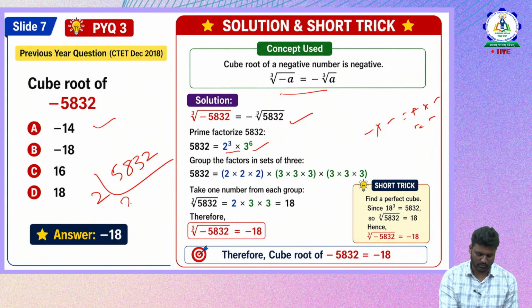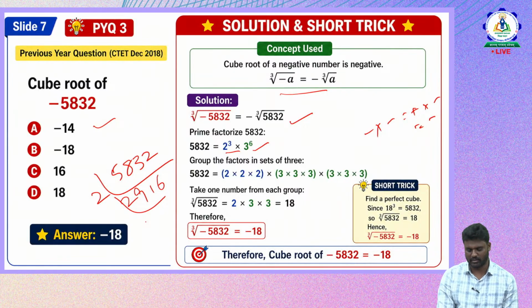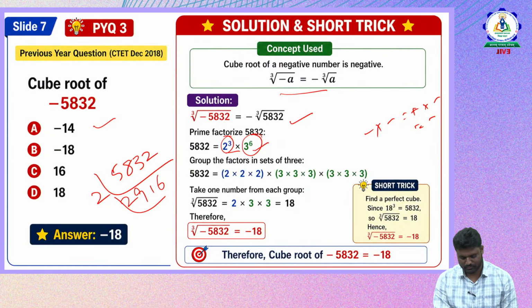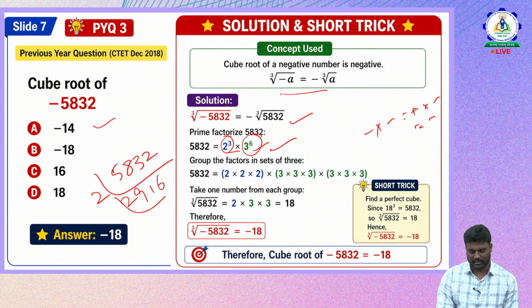Start with 5832 and divide by 2, and keep on doing the factorization. We will get 2 to the power of 3 into 3 to the power of 6. That means we divide by 2 three times and by 3 six times. Now after getting the factors, group the factors in sets of 3, since we are talking about the concept of the cube.